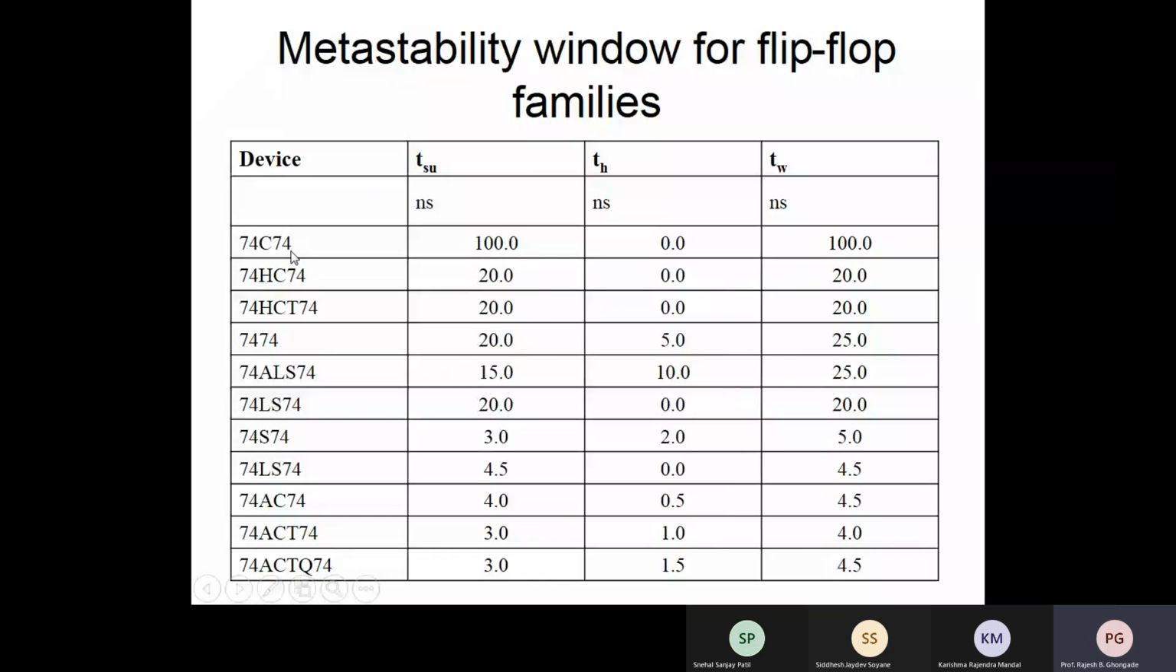Now, 7474 is a master slave JK flip-flop. All of you know that. The manufacturers will give you this data in the data sheet. You can see here for 7474, 74C74, this family of the gate for the flip-flop, the setup time is 100 nanoseconds and hold time is 0 nanoseconds. So the window is the addition of these two. As you can see here, for 74S74, it is 3 nanoseconds and 2 nanoseconds, the total is 5. In this particular window, there should not be any change in the signal.